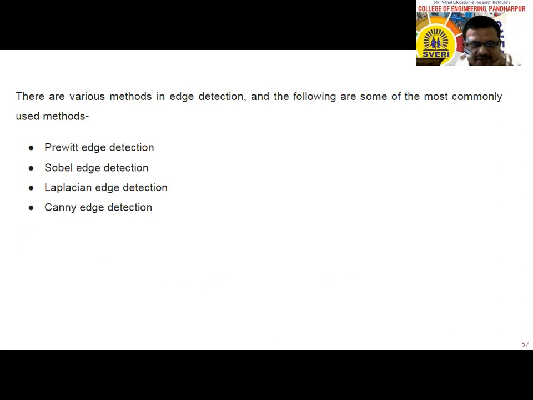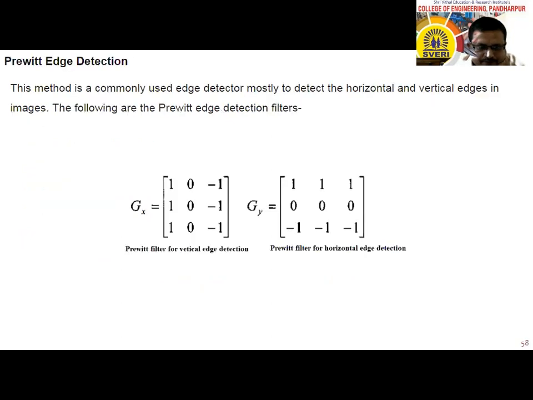There are various methods in edge detection, and the following are some of the most commonly used methods. First is Prewitt edge detection, second Sobel edge detection, third Laplacian edge detection, fourth Canny edge detection. Now Prewitt edge detection. This is a commonly used edge detector, mostly to detect horizontal and vertical edges in images. The following are the Prewitt edge detection filters.